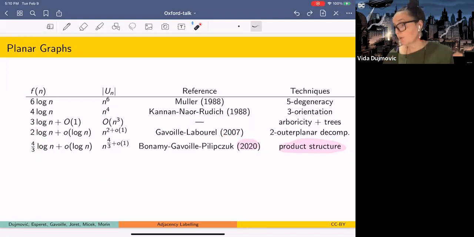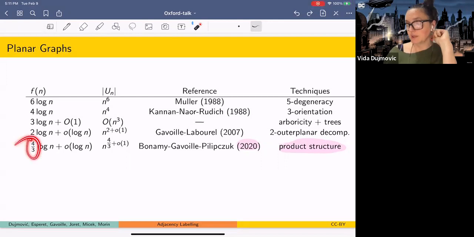One of the authors was there when we proved this product structure, Cyril, and this is his favorite problem, I think. It sounds like it's one of his favorite problems. And he, of course, immediately saw that this product structure can be helpful for his favorite problem, and they made a breakthrough here with the 4/3.